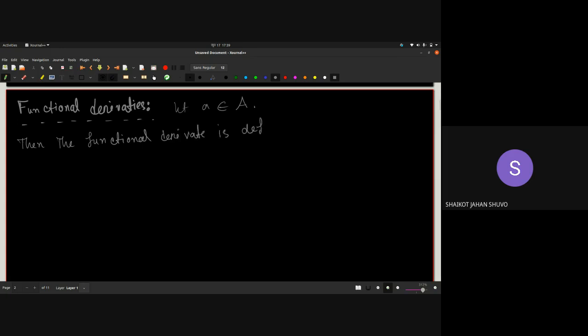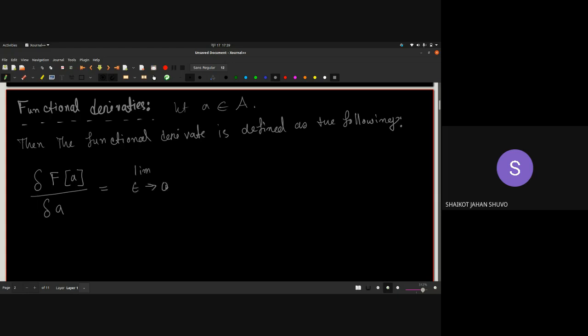is defined as the following. We use this delta symbol to distinguish the functional derivatives from all the other derivatives we have seen so far. And let's say our functional is F of A. And this is defined via this limit. And I'm going to explain all those terms, okay? This is your definition of a functional derivative.